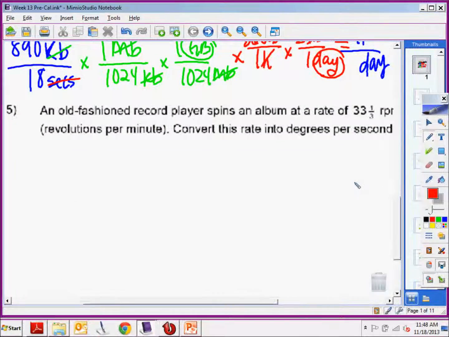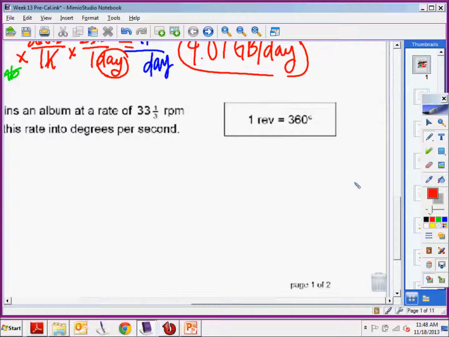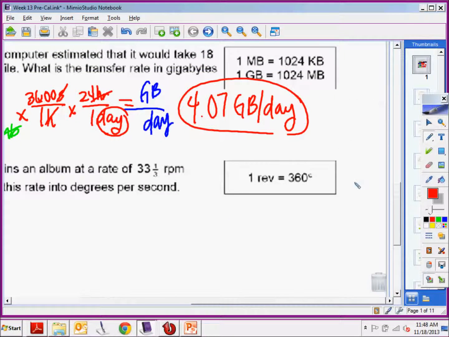Alright, let's see if we can at least start this one. This is where we're really going into it. Okay, we will finish this tomorrow.